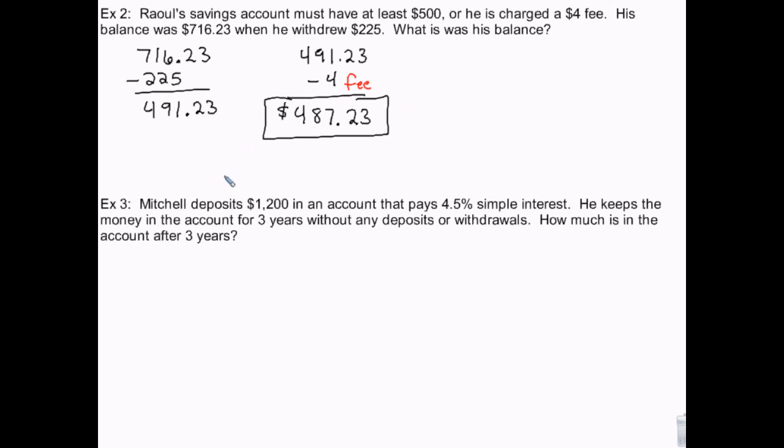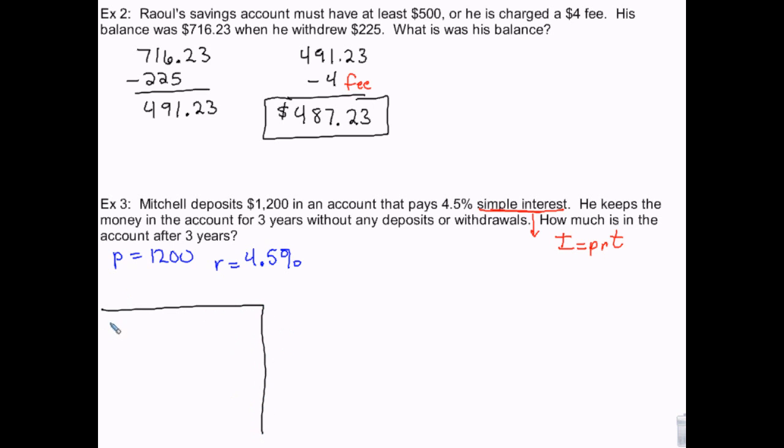Okay, here we have simple interest. Okay, so simple interest. That means we're going to use I equals PRT. We have 1,200 as our principal. Our rate is 4.5%, but we have to make that a decimal. So let's take a second to just review that. So we'll go here. Decimal, percent.